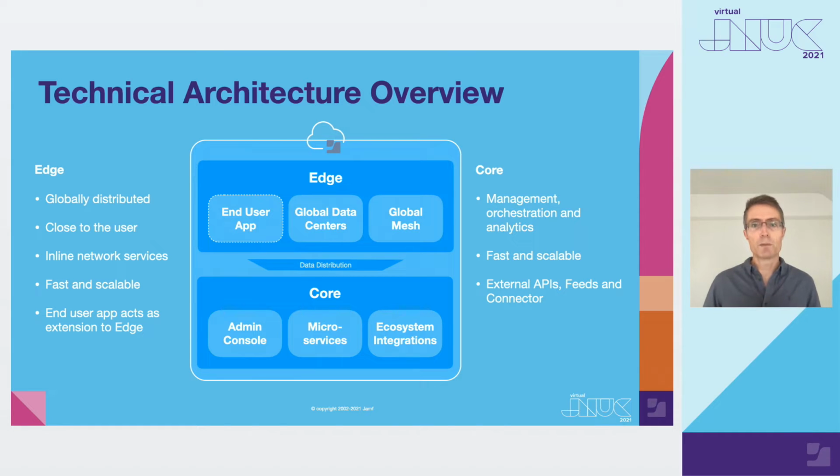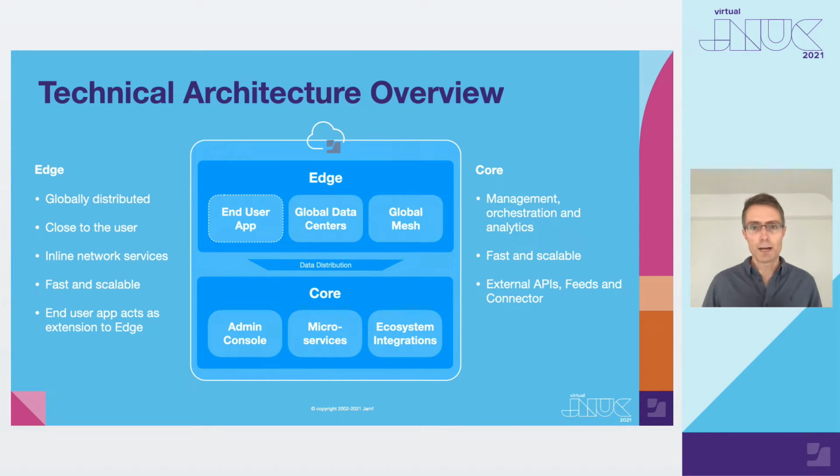Now, if we look at the elements in more detail and starting with the edge, the purpose of the Jamf Edge is to get our network services as close as possible to end users to ensure latency is as low as possible. To this end, the Edge is primarily formed from a network of multi-tenant data centers we run around the world. The Edge is the globally distributed part of the platform. It's from this global network of data centers that we deliver our fast inline network services. The inline network services we deliver include Proxy and DNS, which form the basis of our threat defense and data policy products, and Packet Tunnel, which forms the basis of ZTNA.